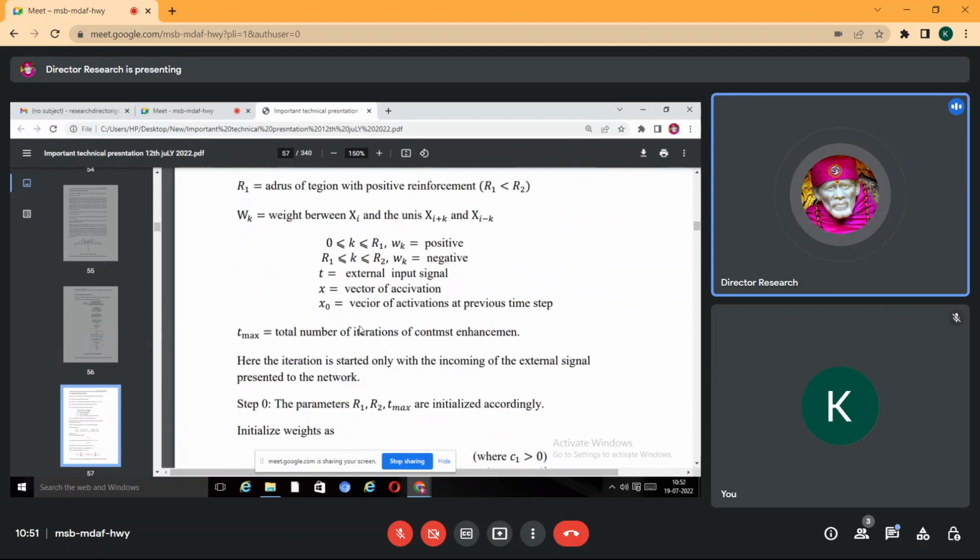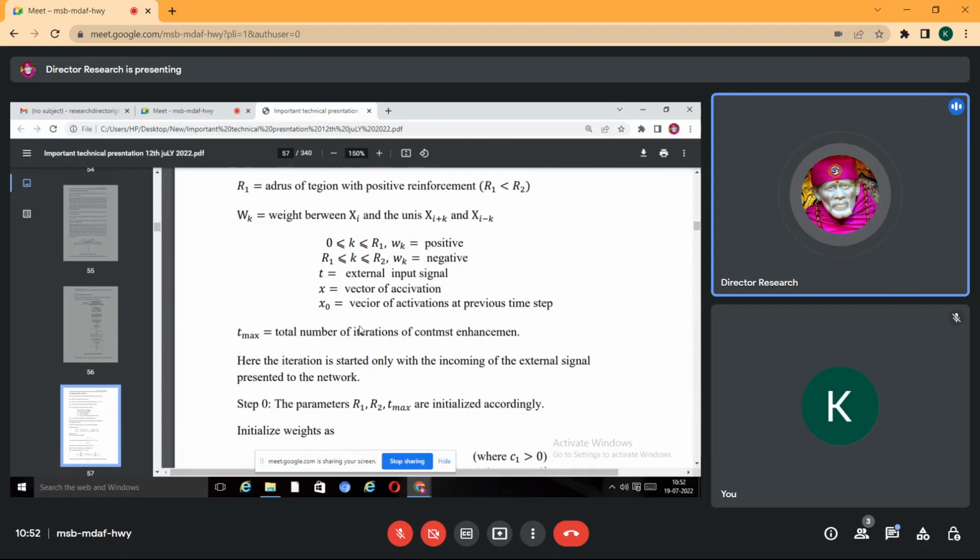For 0 ≤ k ≤ R1, Wk is positive. For R1 < k ≤ R2, Wk is negative. t is the external input signal. x is the vector of activations. x0 is the vector of activations at previous time steps. Tmax is the total number of iterations of contrast enhancement.